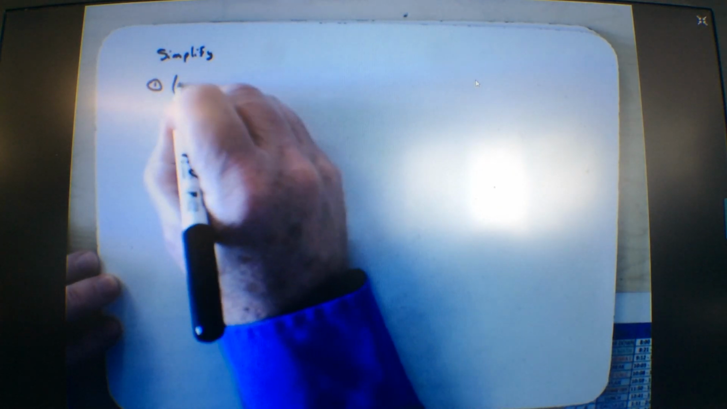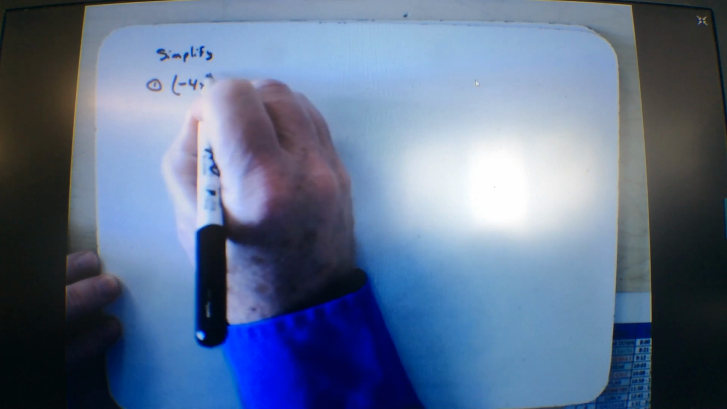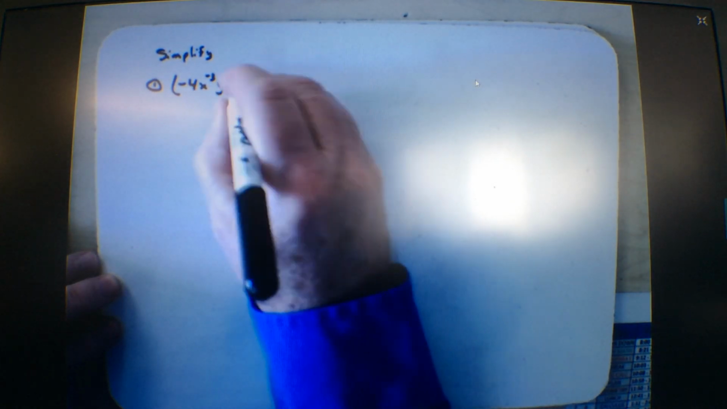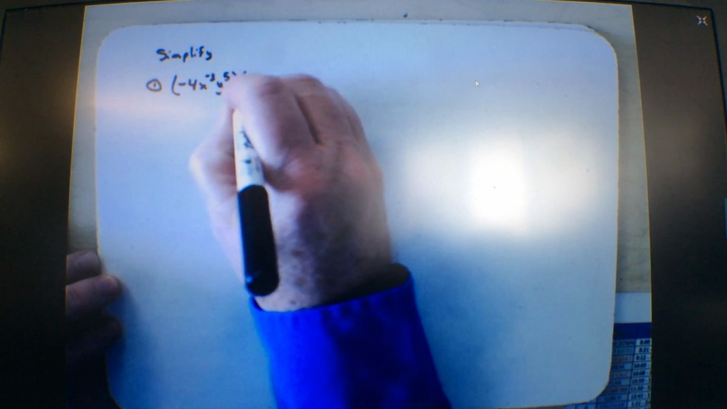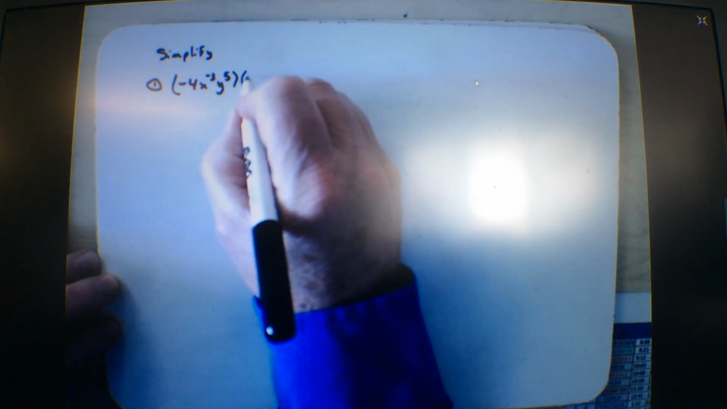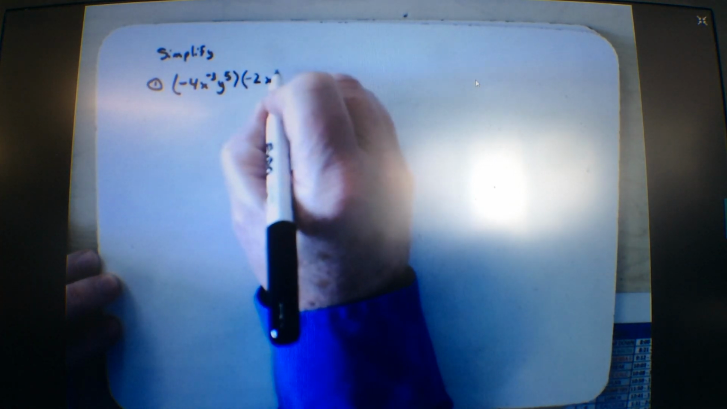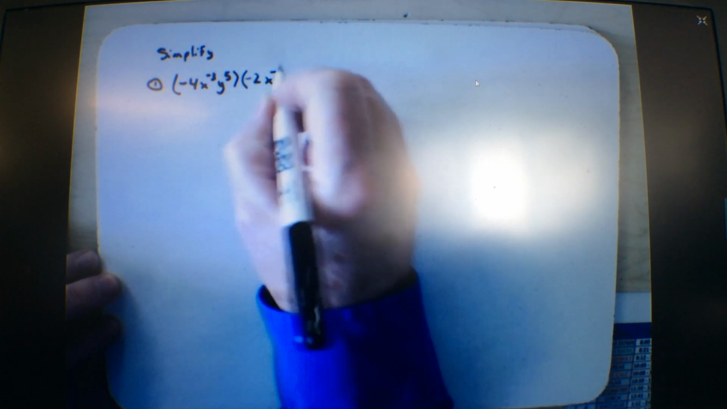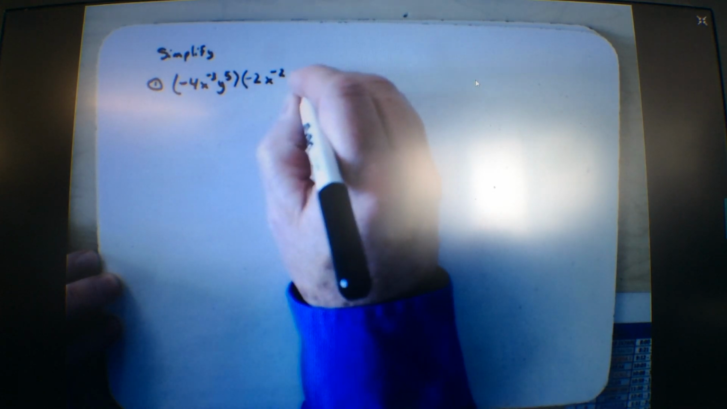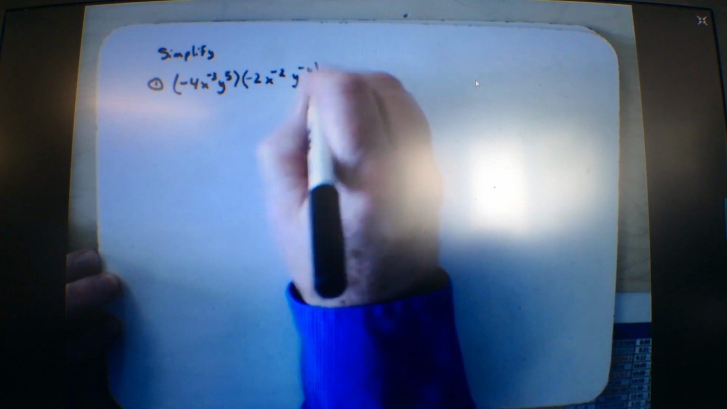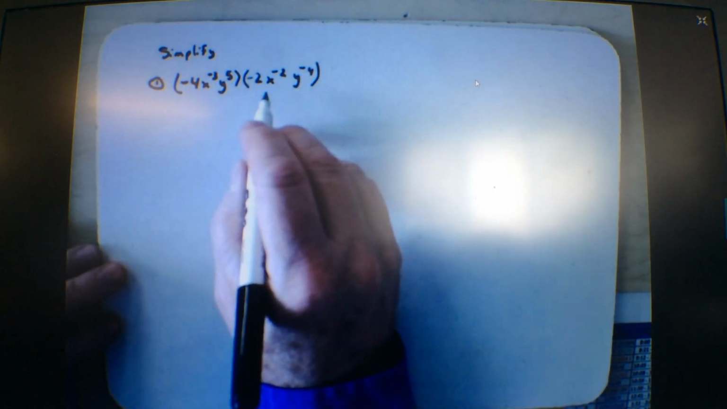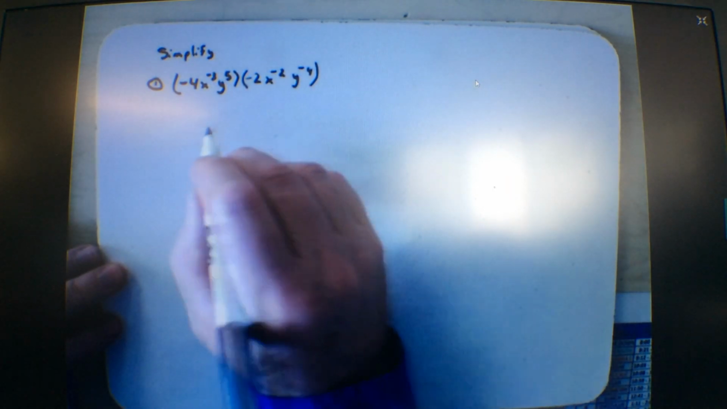So here's a couple of examples. The directions will say simplify, number 1. Simplify something like this: negative 4x to the minus 3, y to the 5th, times negative 2x to the minus 2, y to the minus 4. Now, I can give you negative exponents, but I don't want them back, okay?